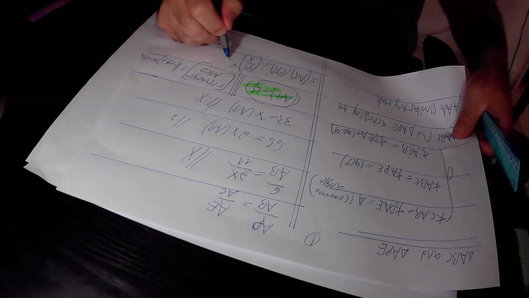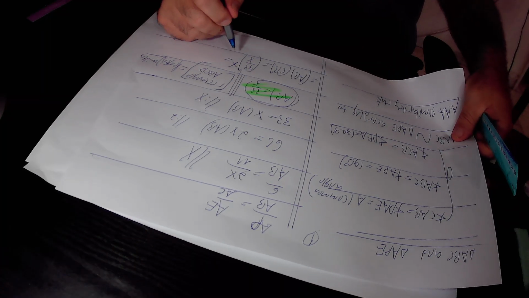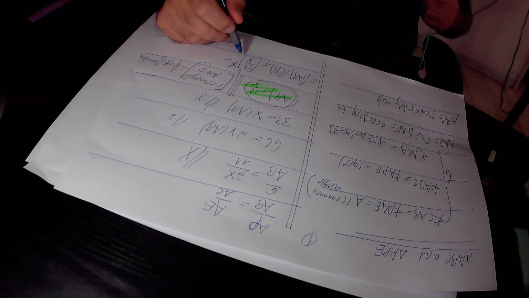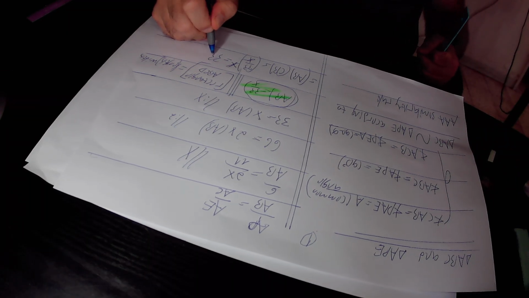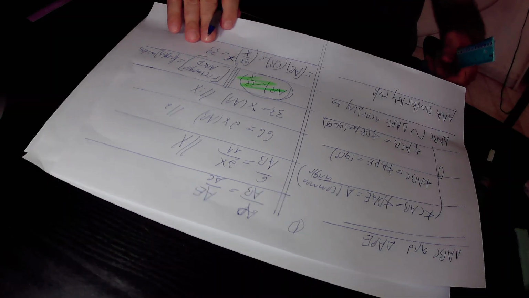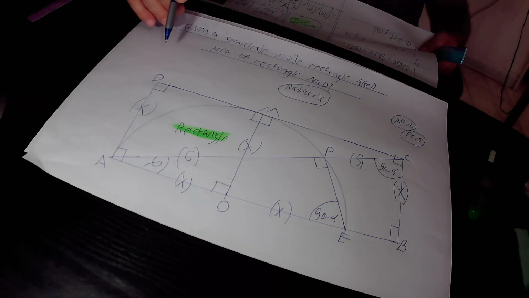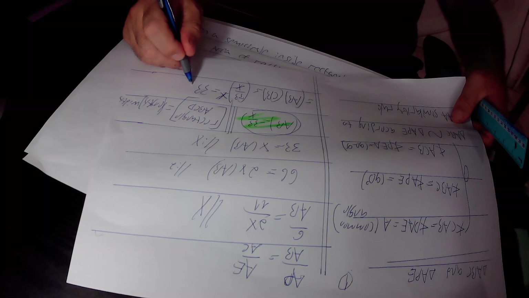So in total, we found out that the area of rectangle ABCD equals 33 over x times x. We have x in the numerator and x in the denominator, so x will get cancelled, and we are left only with 33. So in total, we found out the area of this rectangle ABCD is equal to 33 square units.